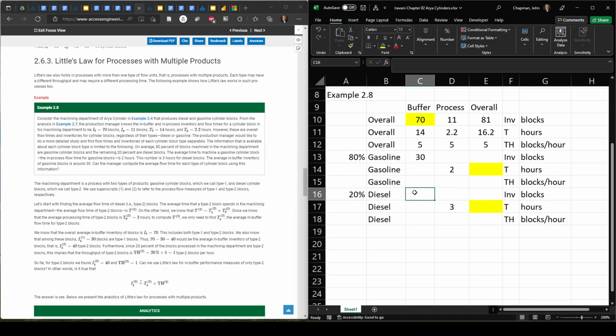So what we can do is we can take that 70 and we can subtract the 30. Let me try that again. And that gives us 40. So we have a total of 40 diesel blocks waiting to be processed in the machining department.